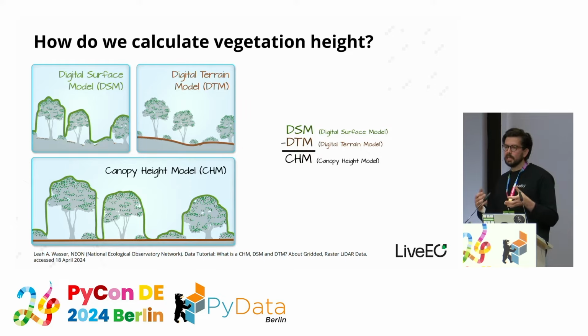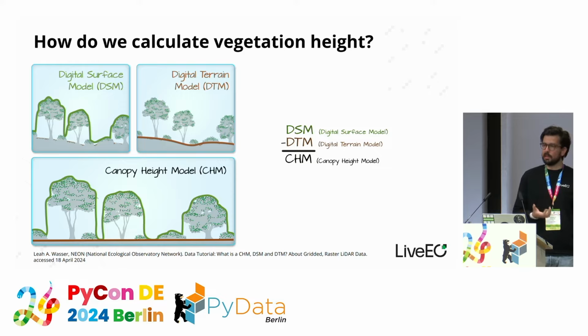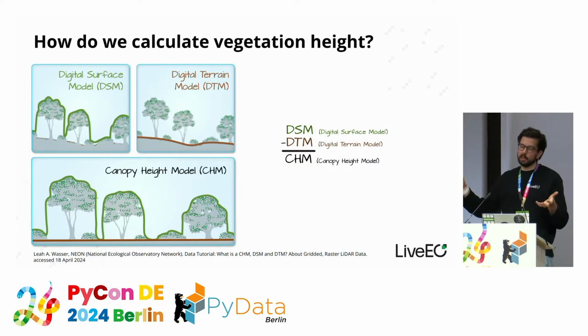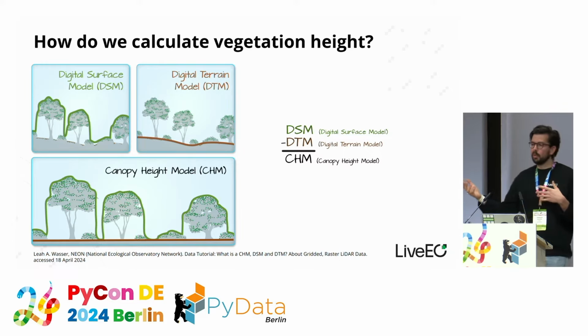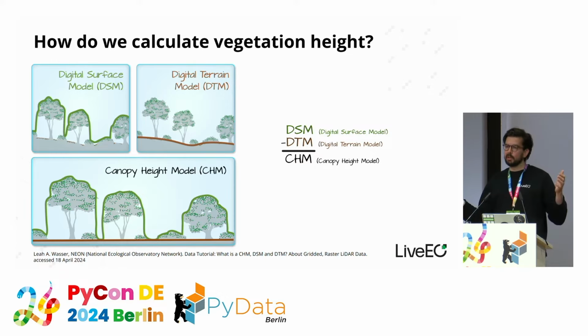But we don't generally get these canopy height models directly, so we have to create them ourselves. So we start with digital surface models, which is a model of the Earth with everything on top of it, like vegetation or buildings. And then we use something called the digital terrain model, which is a model of the Earth without buildings and vegetation on it.